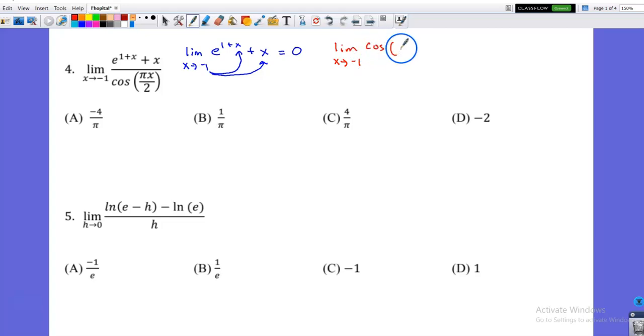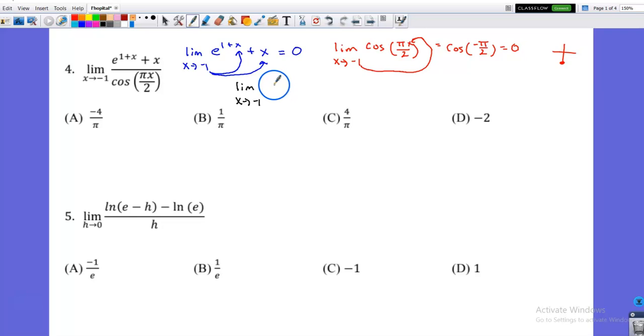Cosine of pi x over 2. Substituting the -1 in place of x would give me the cosine of negative pi over 2. And in my unit circle, negative pi over 2 is down here. The cosine is the x value, so that would give me 0 as anticipated. Then I'm going to apply L'Hopital's rule. Limit as x goes to -1.